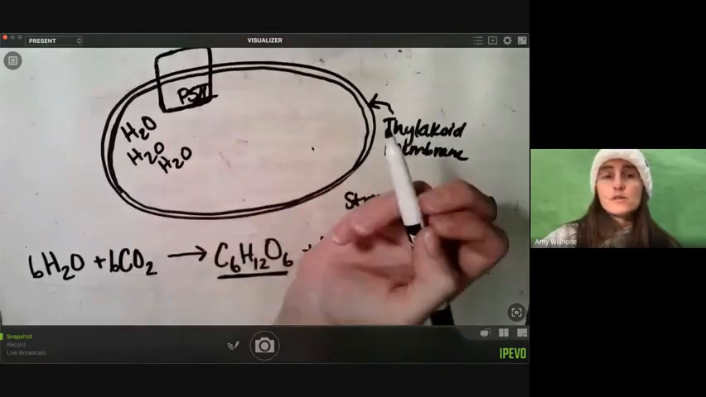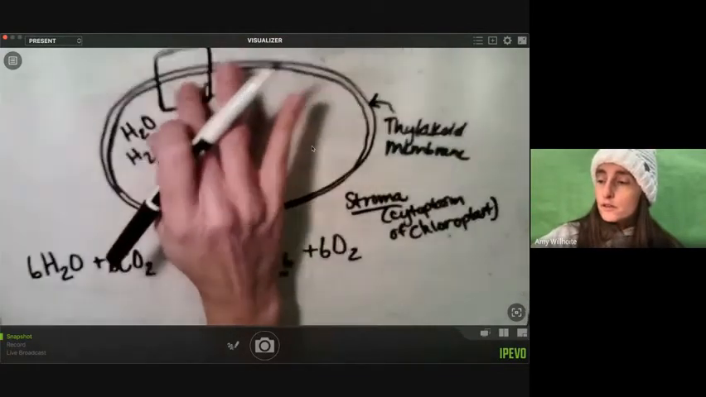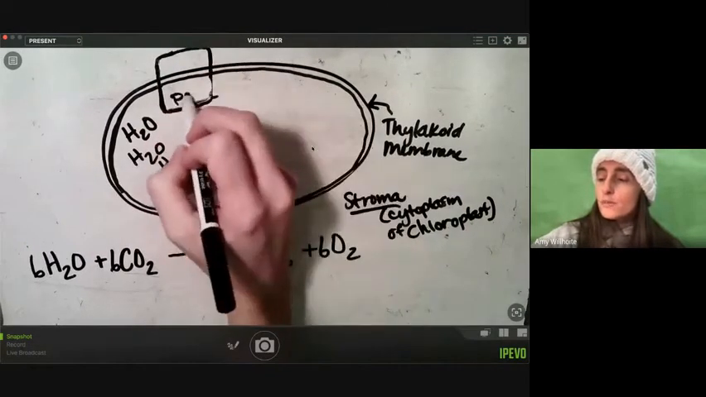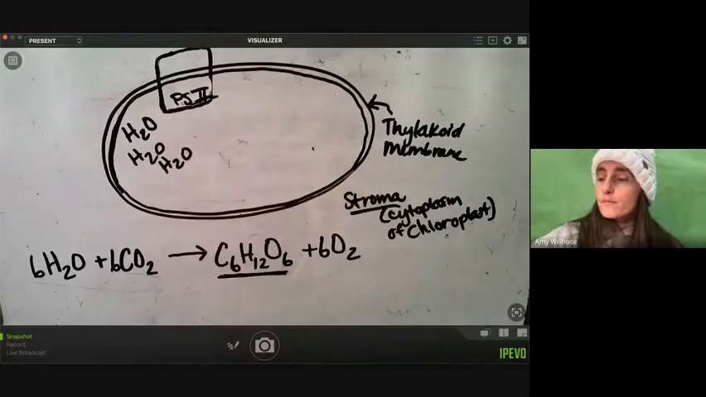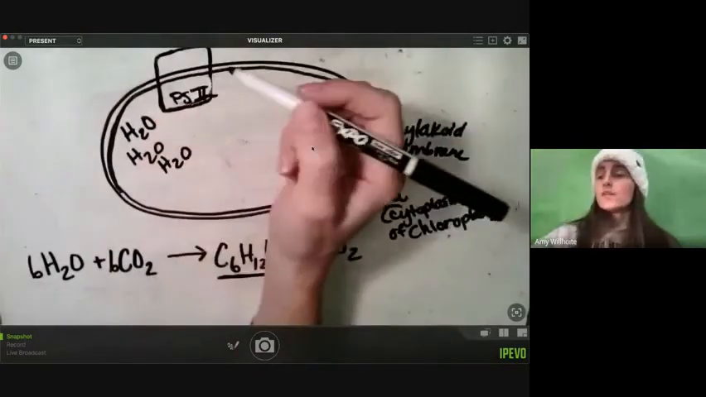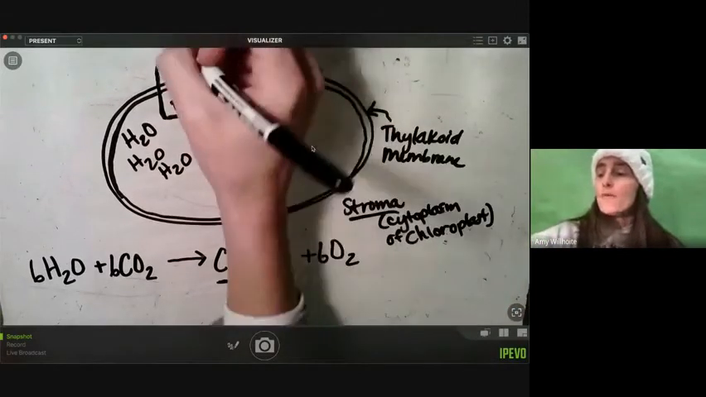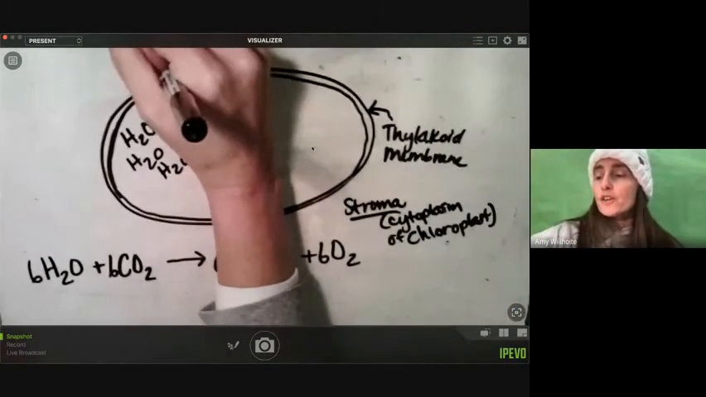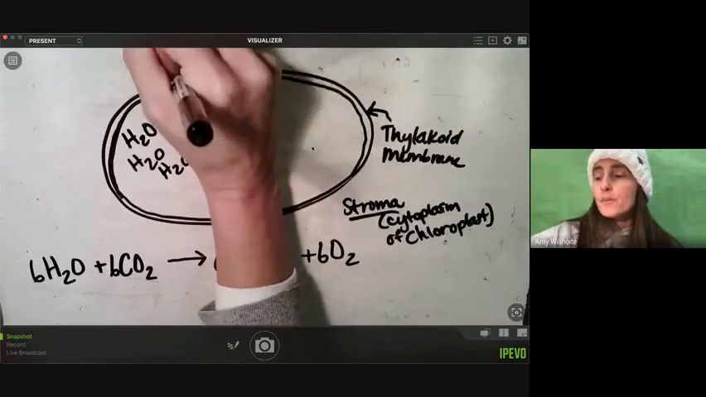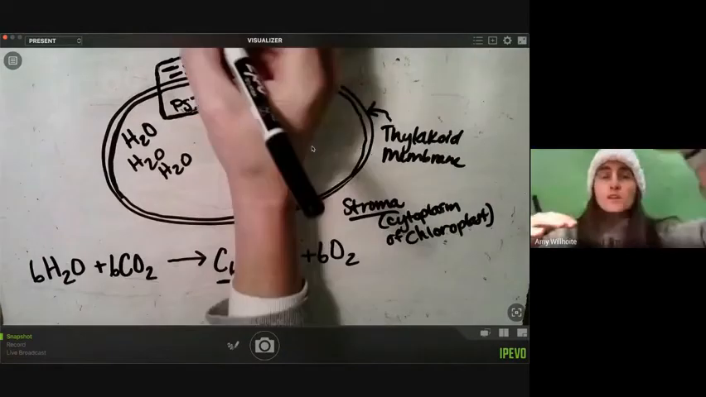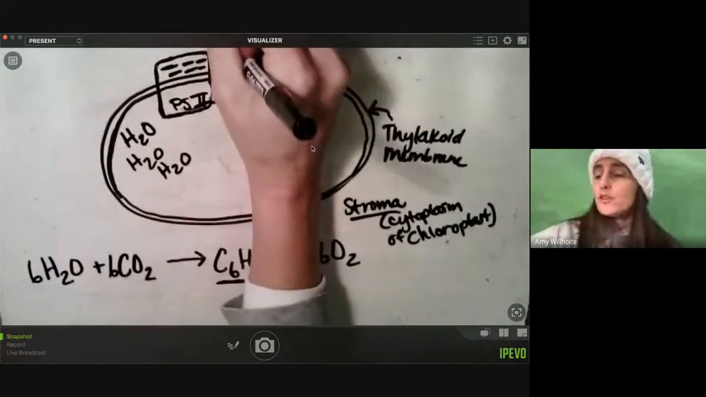Oh, geez. Can you see that? It's really squishy. So this one's PS2. It's a system of enzymes and a system of proteins that does some work for us. In photosystem 2, there is chlorophyll. I'm going to put it at the top because we're pretending this is up and the sun is up at the top. So in photosystem 2 is chlorophyll.